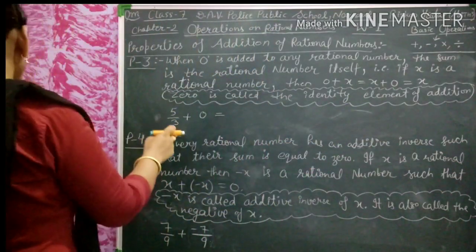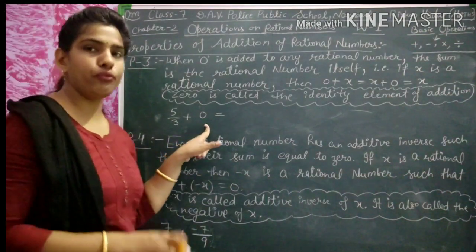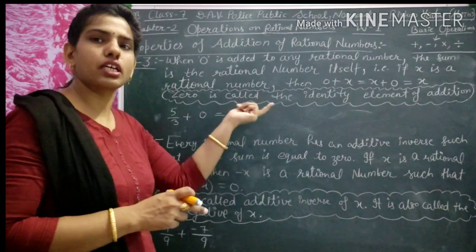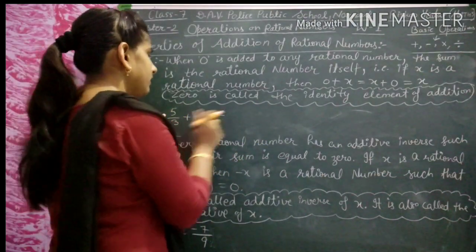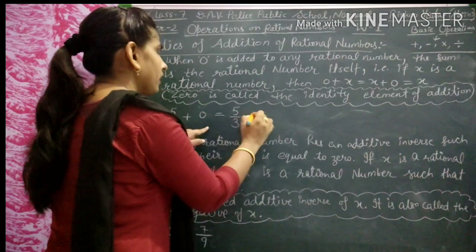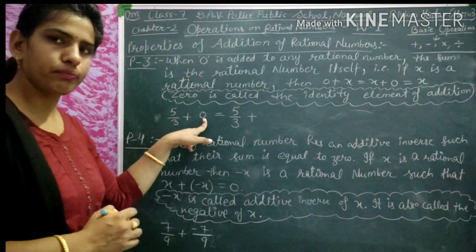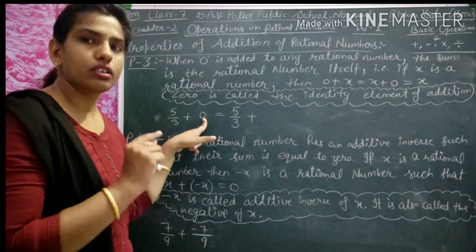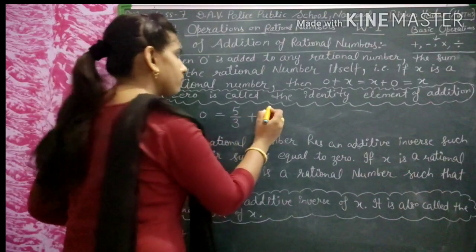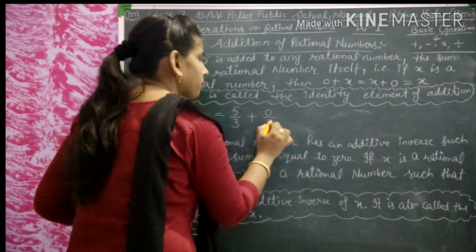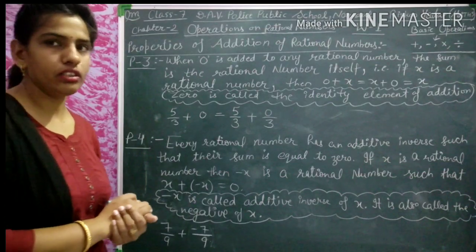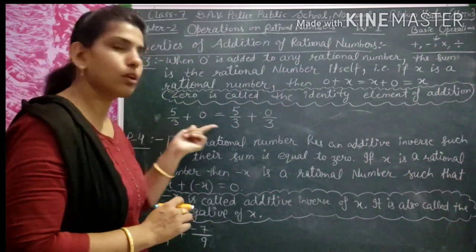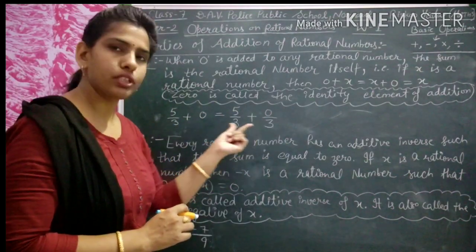The example is 5/3 + 0. If we add 0 to any rational number, it becomes the number itself. This 5/3 is also a rational number. We did this in worksheet 1 of chapter 1. We write 0 as 0/3 here, because we have to make the denominators the same, and the denominator is 3 in both.